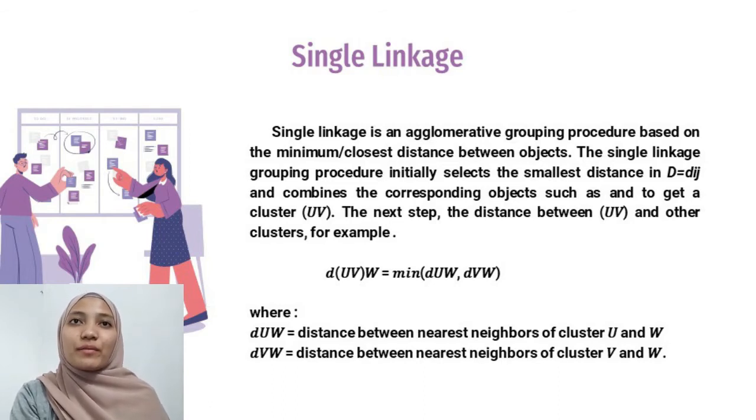The single linkage grouping procedure initially selects the smallest distance in D equals {d_ik} and combines the corresponding objects, such as U and V, to get a cluster UV. The next step is the distance between UV and other clusters. For example, d_(UV)W equals min(d_UW, d_VW), where d_UW is the distance between nearest neighbors of clusters U and W. d_VW is the distance between nearest neighbors of clusters V and W.